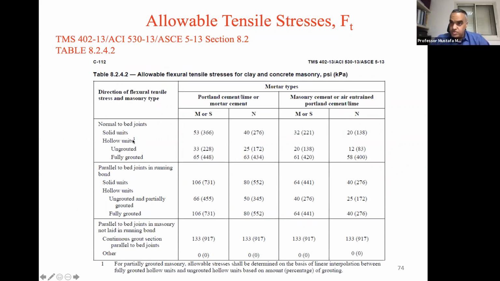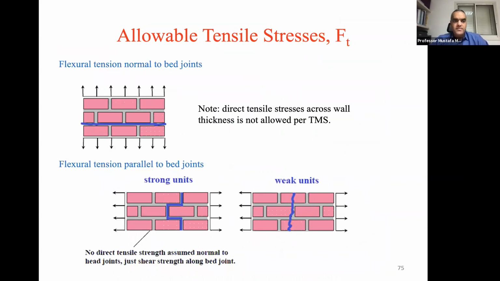But if it's a hollow unit, which is the common one, we have ungrouted and fully grouted. Then depending on the type of S and the type of mortar, we can determine what F sub T is, and then compare it with that. This slide shows you the flexural tension stresses, for example, here, normal to bed joint, and this is flexural tensile stresses parallel to bed joint. So that's how you distinguish between both cases.